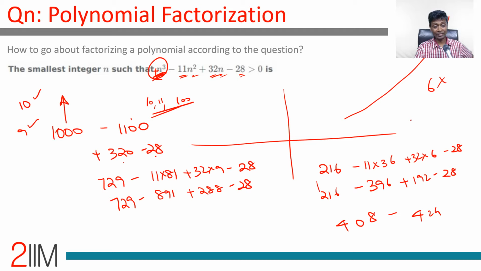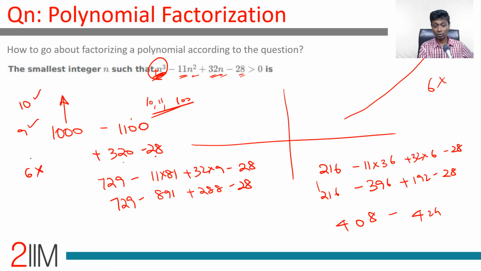Right, so 10, 11, 12, 13, all of them work. 9 or 10 works, 6 makes it negative. Fine, so 6 doesn't work. Fine, so 10 and 9 work, 6 doesn't work.